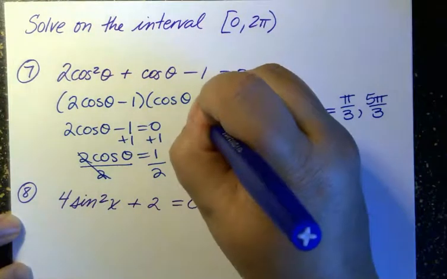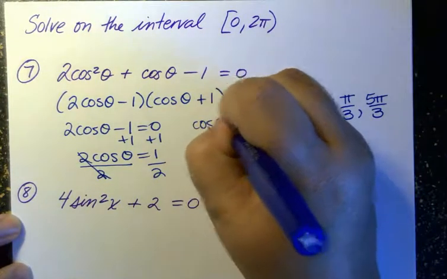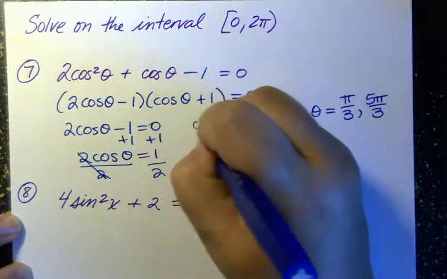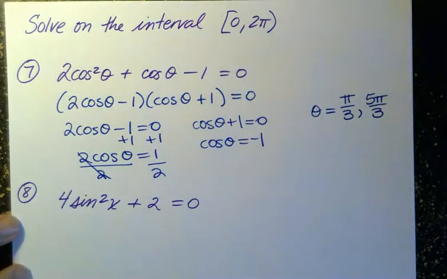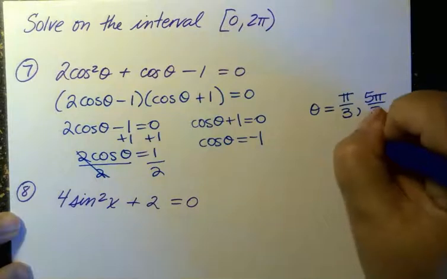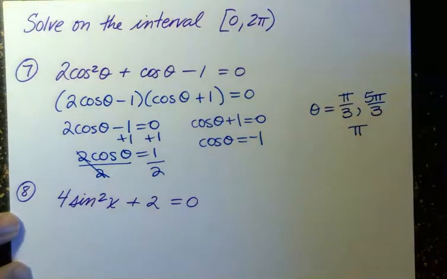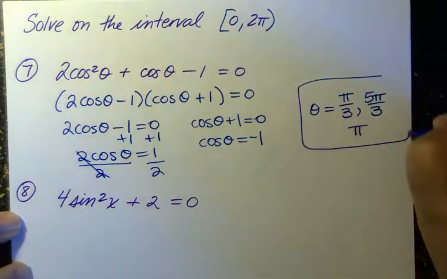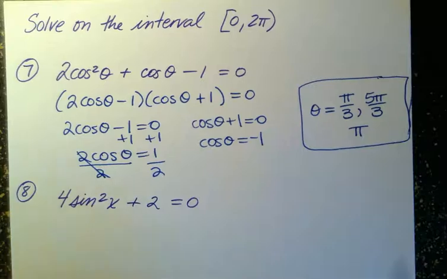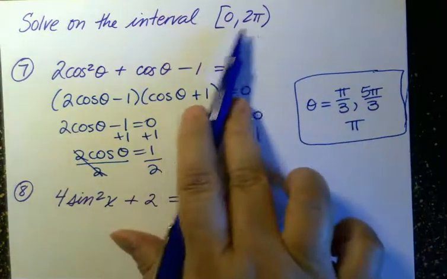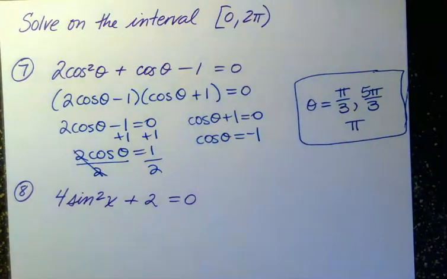Okay, let's set this one equal to 0 and solve. Where is cosine theta equal to negative 1? Well, that would be at pi. And that's it. Those are my answers. You can always check your work when you're solving. Plug them back in, make sure they work. Also, always check that your answers are indeed on this interval, which they are.